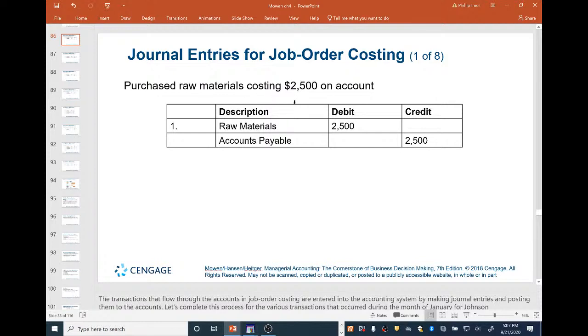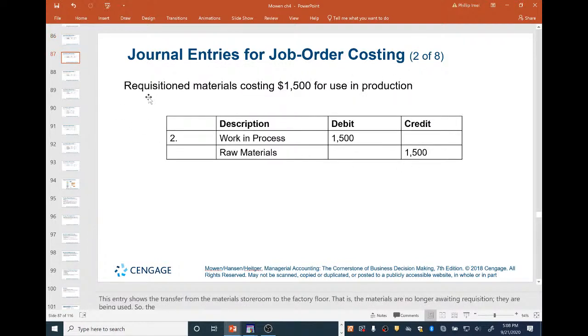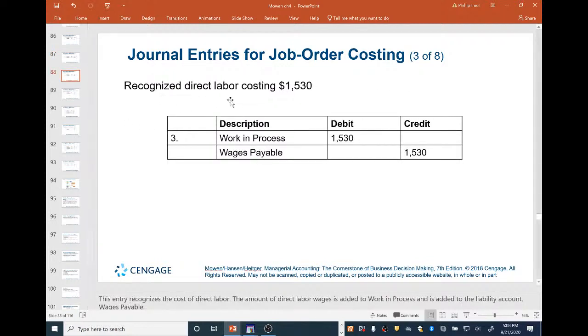If we purchase raw materials on account for $2,500, we'll debit raw materials for $2,500 because that's our asset increasing, and credit accounts payable because that's a liability increasing, okay? Materials, we move $1,500 worth of materials into production, so we're going to move it into work in process and reduce the raw materials inventory account. Recognize direct labor costing $1,530. That's going to be charged into work in process, and then credit wages payable.